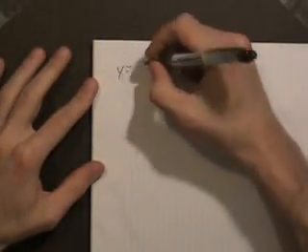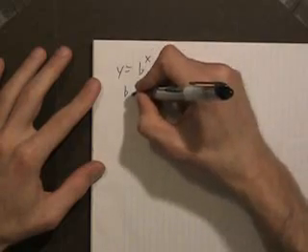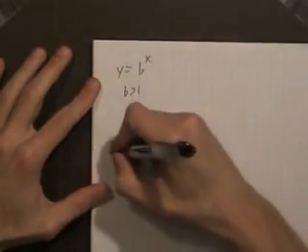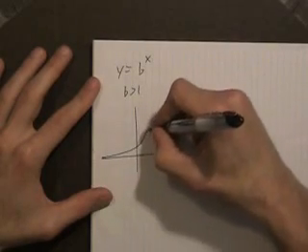That's those. Another one that we have is y equals b to the x, where b is greater than 1. In general, that's going to look like this.